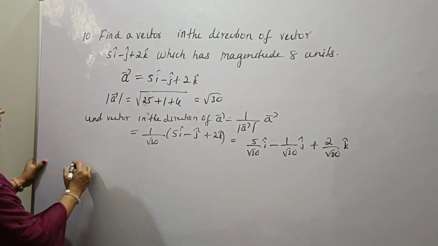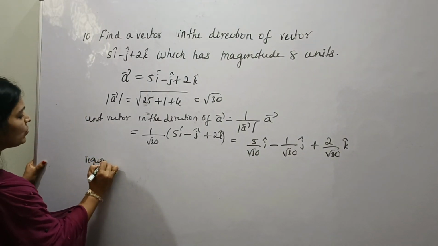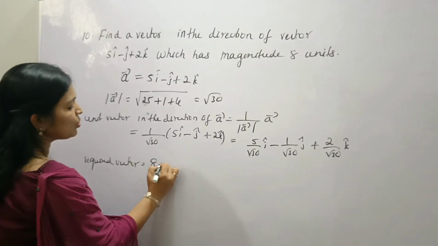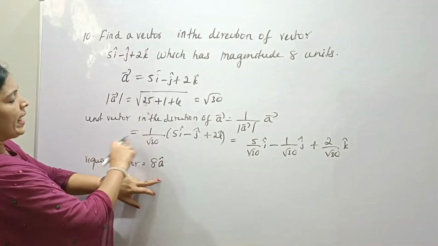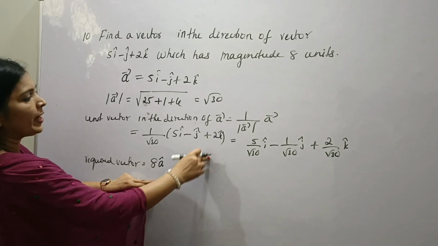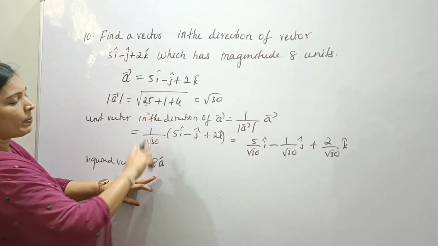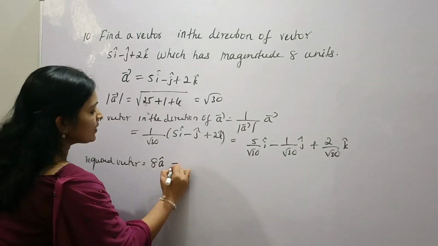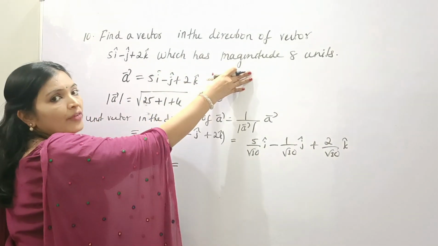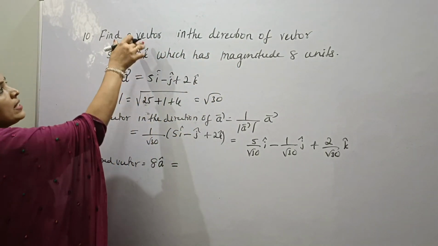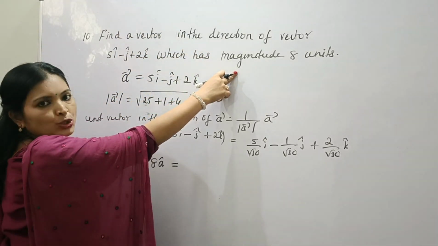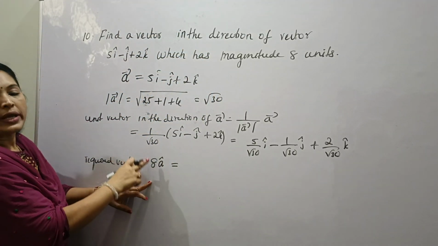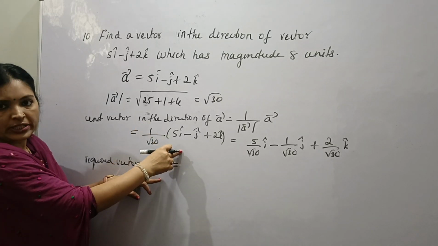That is, required vector is equal to 8 into a cap. It is the unit vector, so multiplying by 8, we will get the required vector, because 8 is the magnitude of the required vector. It is given this vector has magnitude 8 units. Therefore, required vector is equal to 8 into this unit vector.